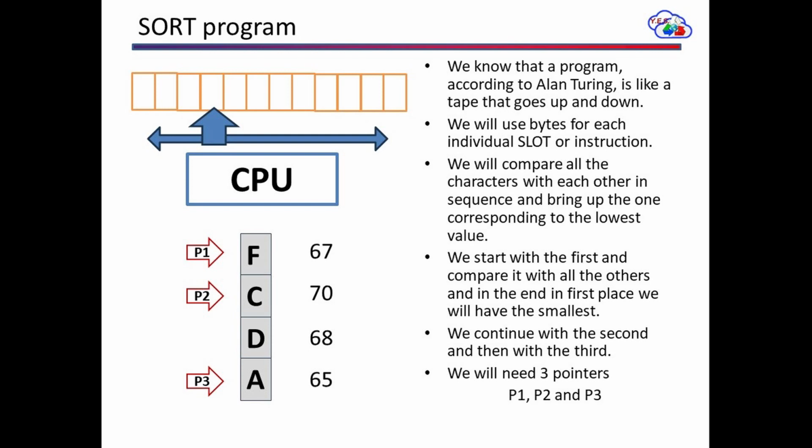The logic is to sequentially compare all the characters to each other to bring up the lowest value. If we start with the first character, which the computer sees as a number, and compare it to all the others, we will get the A in the first position. We will continue with the second and the third one. We need 3 pointers to point to and pick up the characters in sequence. We'll call them P1, P2, P3.